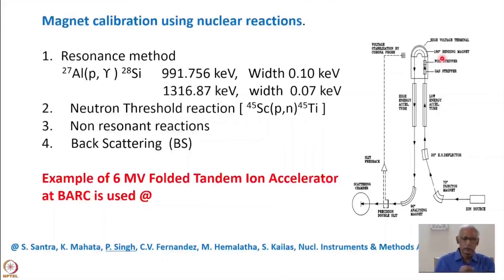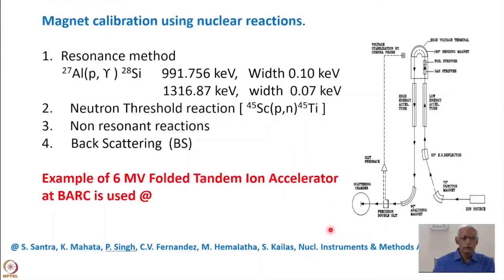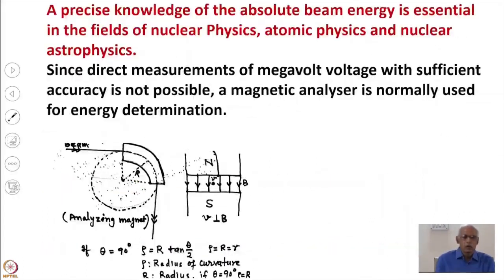and this method I will be discussing was done in the case of Cotia, and it was published in Nuclear Instruments and Methods in 2003. So I will be talking about these four methods, giving details of that: resonance method, neutron threshold reaction, non-resonant reactions, and backscattering.